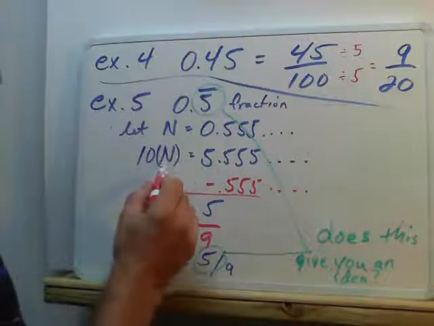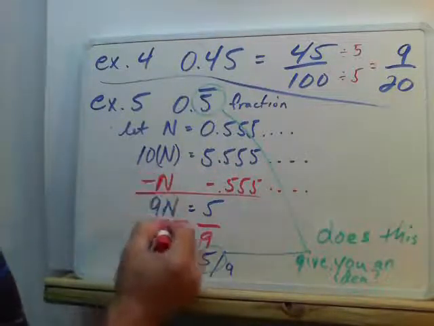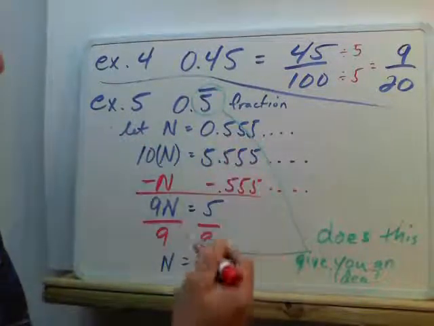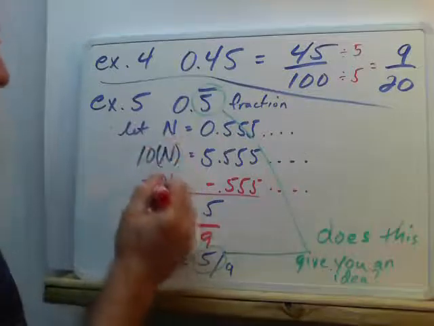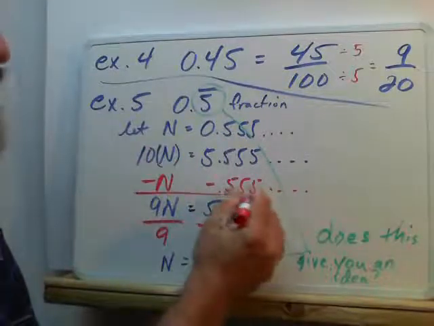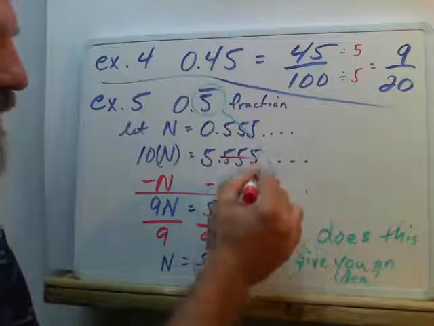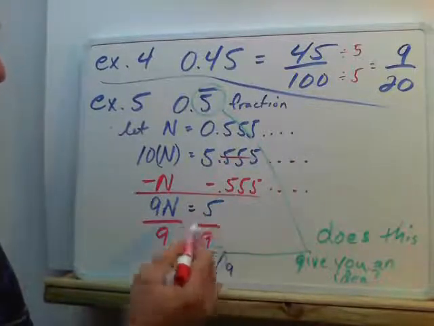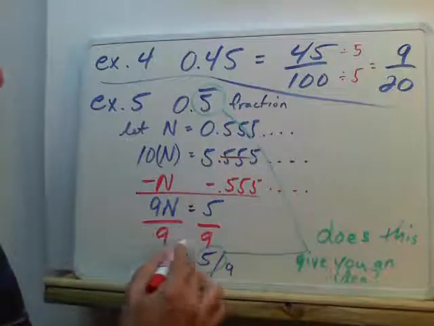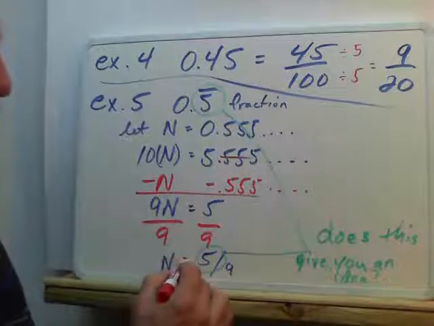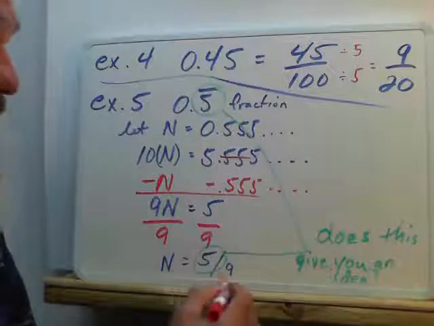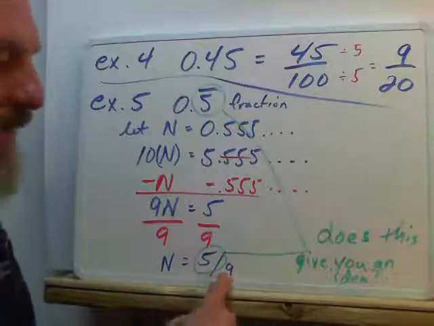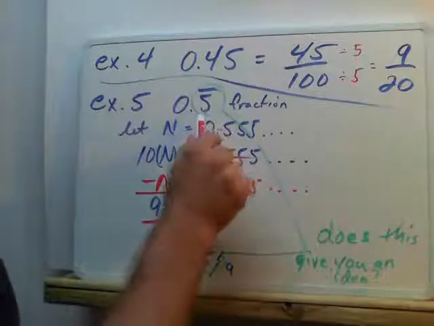We can subtract n from this side, and we get 9n. But on this side, remember we said let n equal 0.5 repeating. So instead of subtracting the letter n, we're going to subtract what it's equivalent to, and that gets rid of all the repeating part, and we just have 5. So now we have 9n equals 5. Real simple. Divide both sides by 9, and now we have n equals 5 over 9. I'm going to leave it as 5 over 9. I want you to give me the answer as 5/9, not 5 divided by 9 in a calculator.